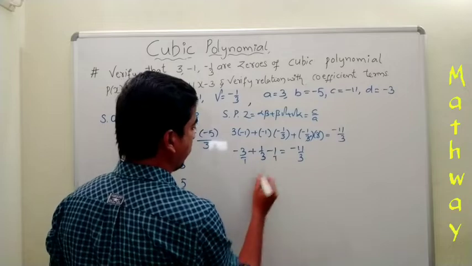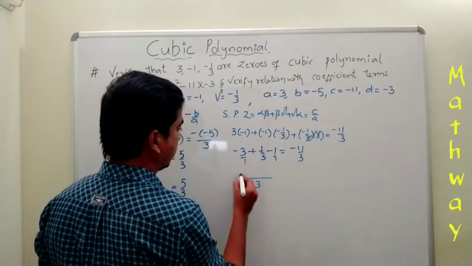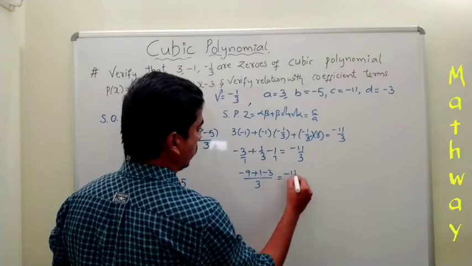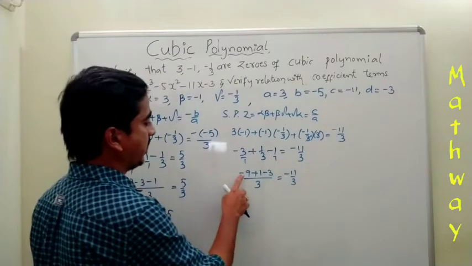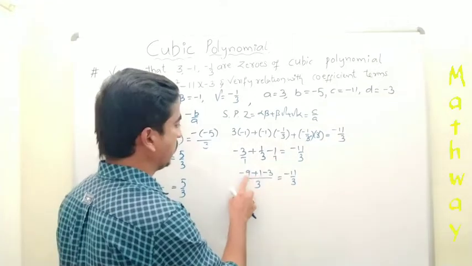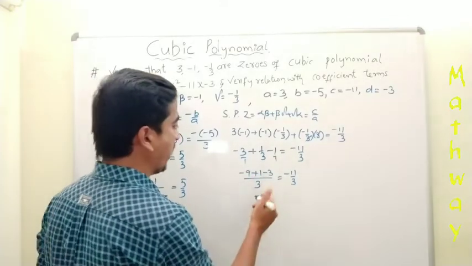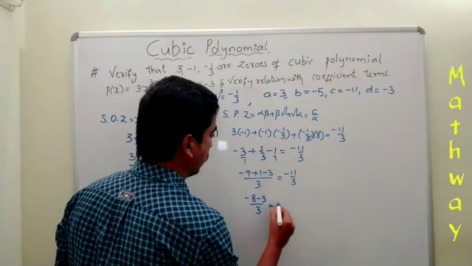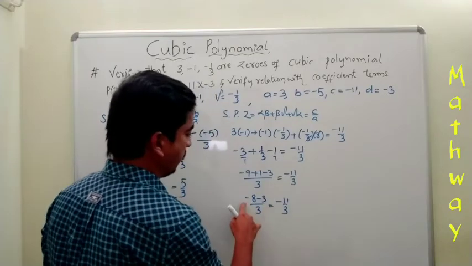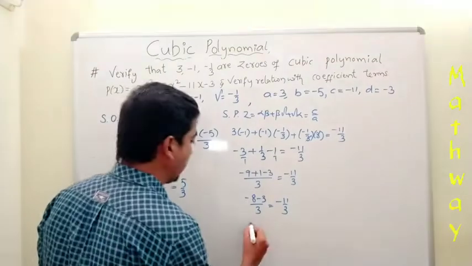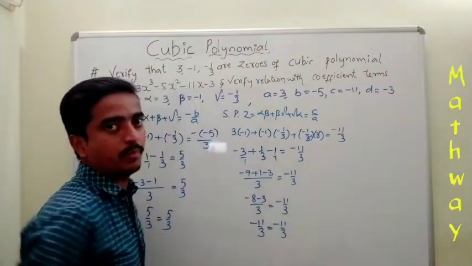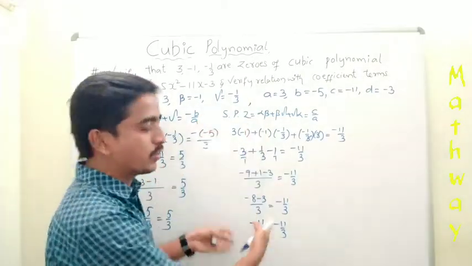Now take the LCM as 3 here. It is minus 9 plus 1 minus 3 is equal to minus 11 by 3. Minus 9 plus 1, plus into minus is minus, so it is minus 8. Minus 8 minus 3 by 3 equals minus 11 by 3. Minus into minus is plus, 8 plus 3 is 11. So minus 11 by 3 is equal to minus 11 by 3. So here the sum and the sum of products are also verified.